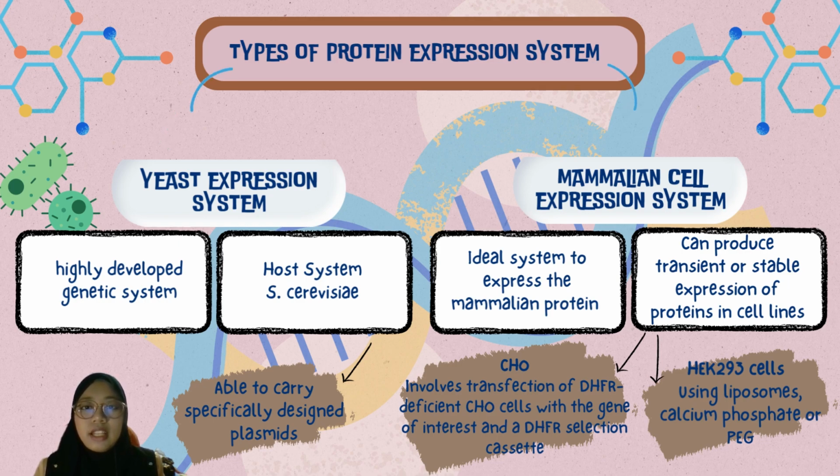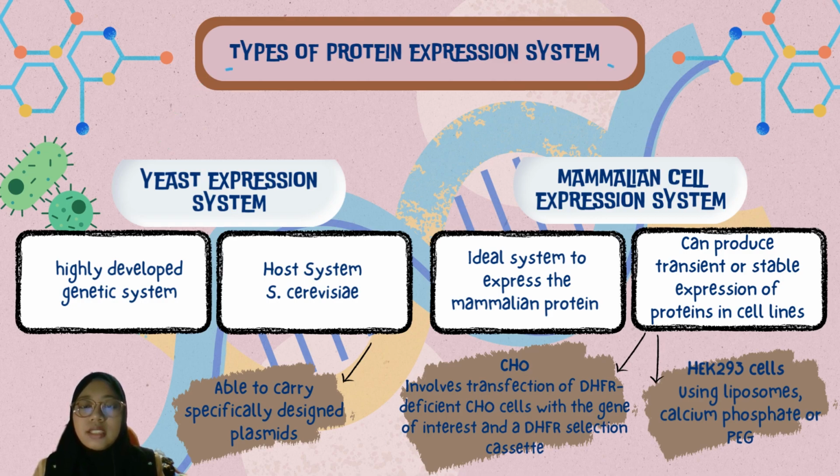For mammalian cell expression systems, this is an ideal system to express mammalian proteins that require multiple post-translational modifications for the production of functional proteins. It can produce transient or stable expression of proteins in cell lines. Cell lines such as HEK293 and CHO have been developed as efficient transient and stable expression systems.